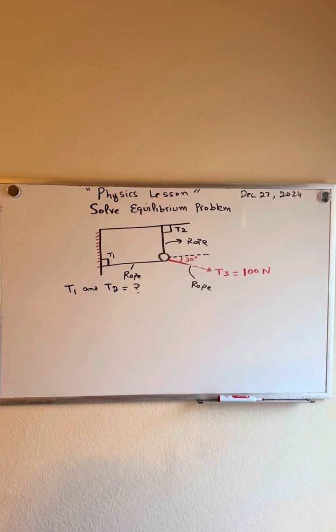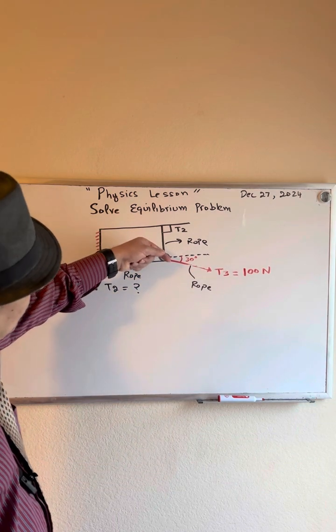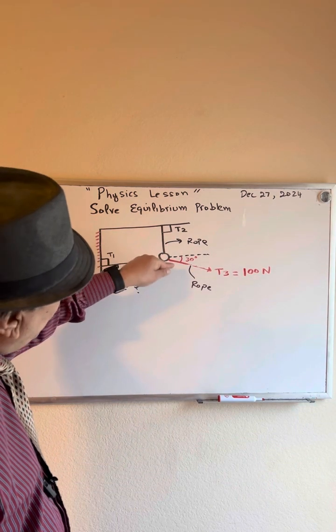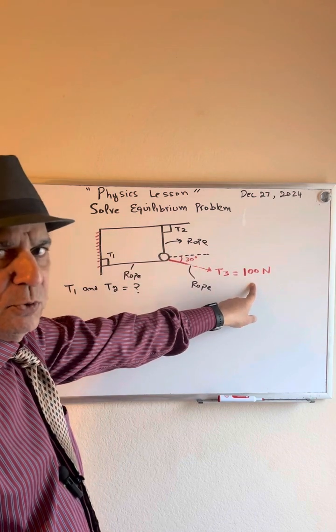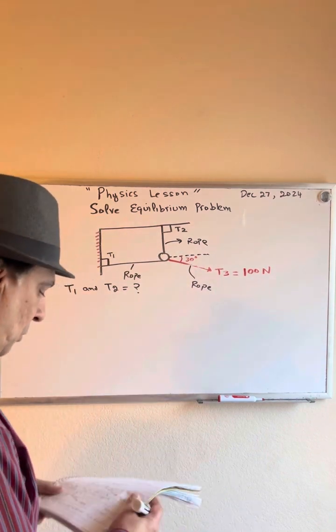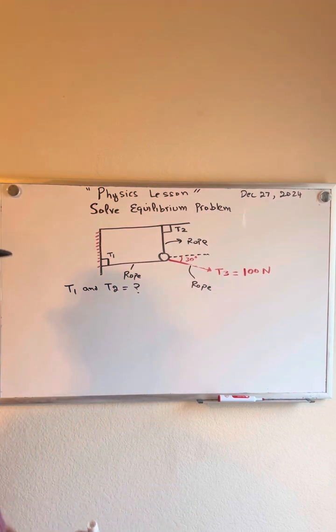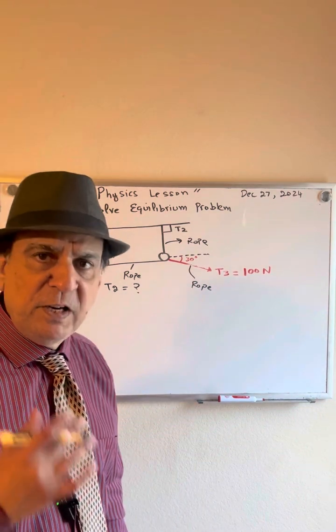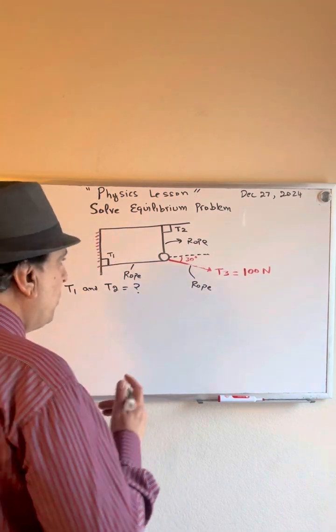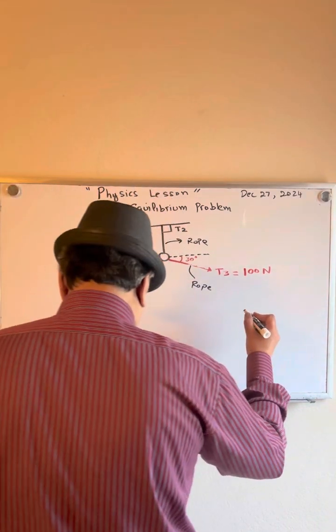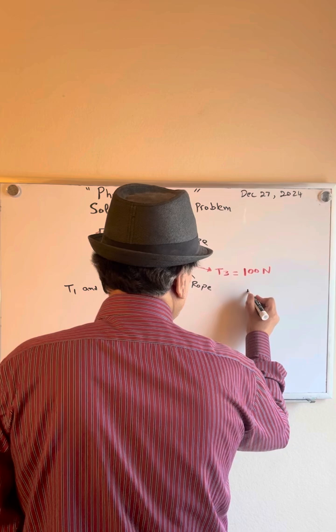Well, the given is that there is also a force pulling the ball at 30 degrees, and it's 100 newtons. So how would you do that? What I do is draw a free body diagram. Let me show you what a free body diagram is.